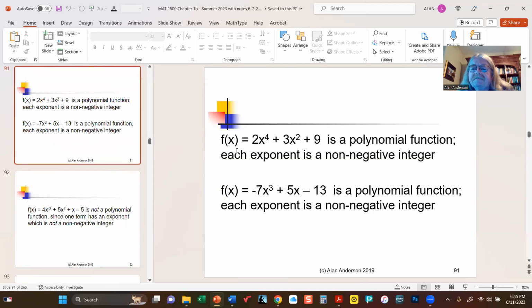Now, here's another couple of examples. This one is a polynomial.